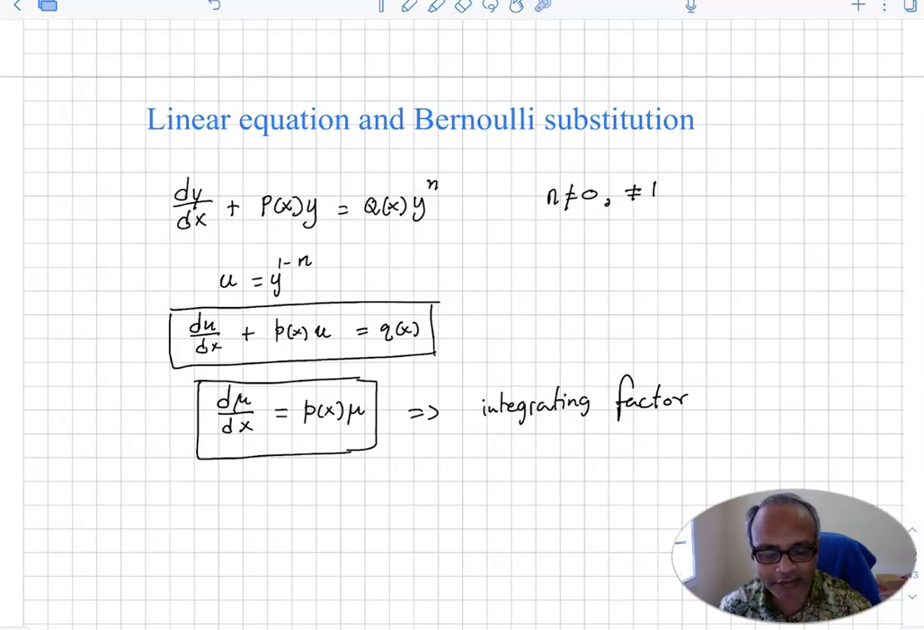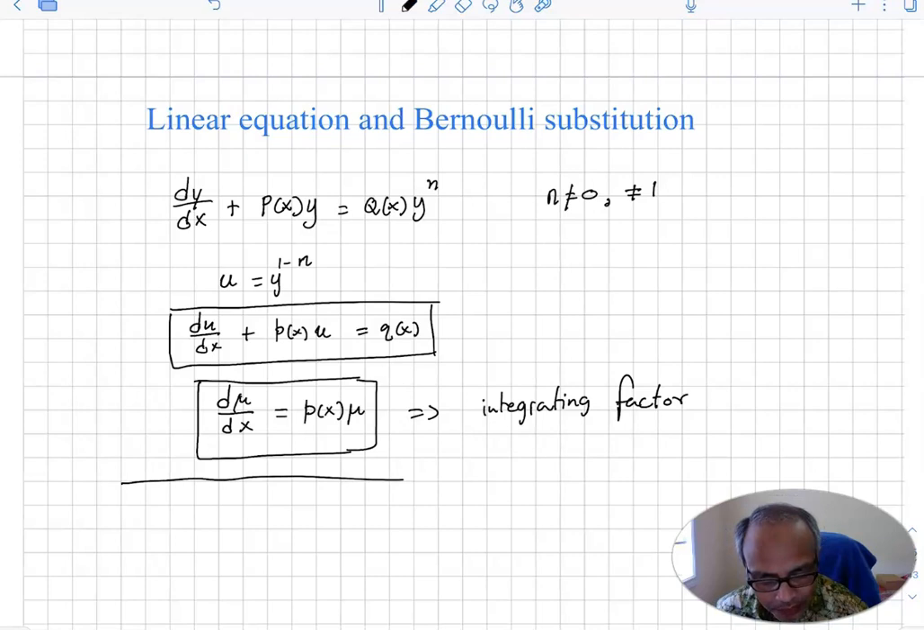Once you have the integrating factor, you go back and multiply the linear equation by the integrating factor, and something fantastic happens: on the left hand side you just get a derivative of something, the derivative of mu times u. So u is the solution, mu is the integrating factor, and that can be integrated directly. You can find u, and once you find u, use the back substitution, u equals y to the power 1 minus n, to get the solution y.